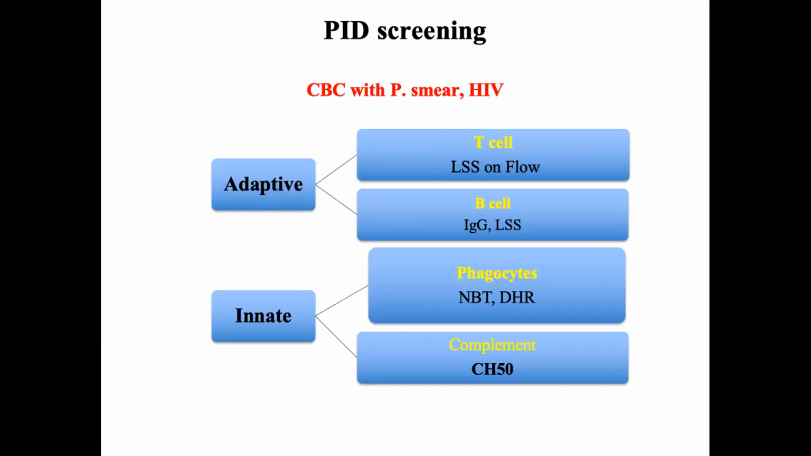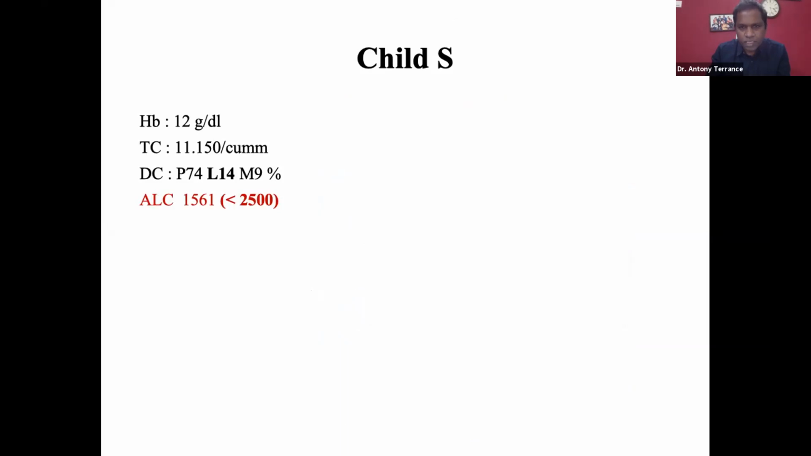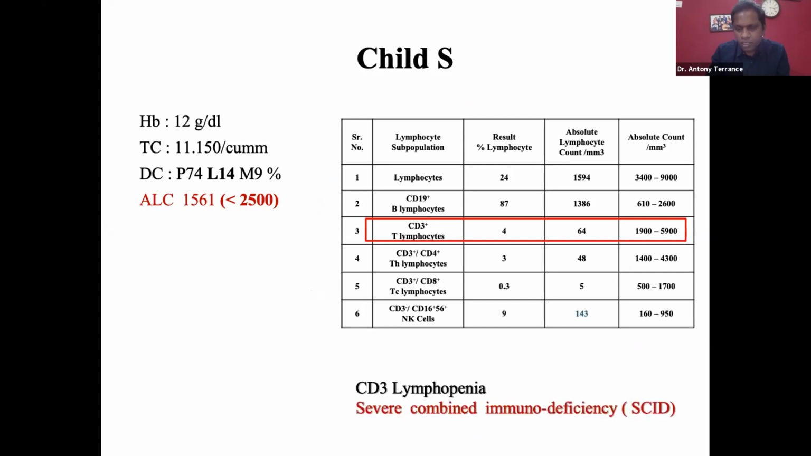Yes. Therefore, this is the PID screening we do, and later on, if necessary, we go for advanced tests, advanced flow cytometry and genetics. This patient had absolute lymphocytopenia, and we looked at T and B cells. T cells were very low. The T cell marker is CD3. It should be more than 300. That's the cutoff. It's only 64. Everything points towards severe combined immunodeficiency.